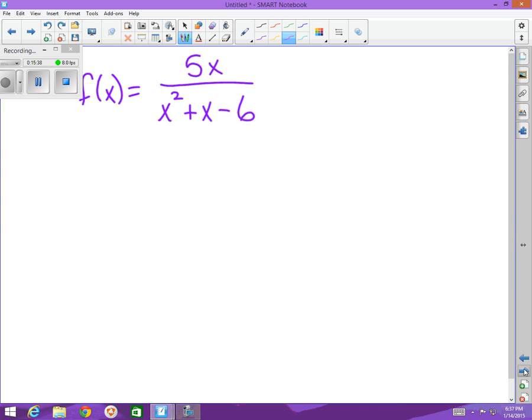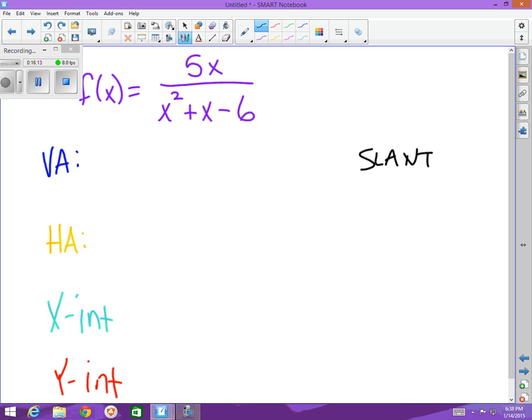All right, next one. We have to sketch the graph of this fine-looking function and label all the different things that you should be able to label with something like this. And because this is a rational function, it has vertical asymptotes. It has a horizontal asymptote. It has an x-intercept. And it has a y-intercept. And it might even have a slant asymptote. You should know all of these things.